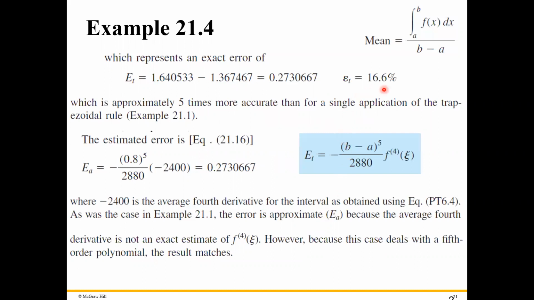For example, at the average value, which we can find by this formula, you can find that this fourth derivative will be minus 2400. Then we will apply this. That means the value of f4(ξ) is equal to minus 2400 times (b minus a), which is 0.8, divided by 2880. Here 2400 is the average fourth derivative for the interval as obtained from this equation, as was the case in example 21.1. So the error in this case is 0.27. This is the approximate error.